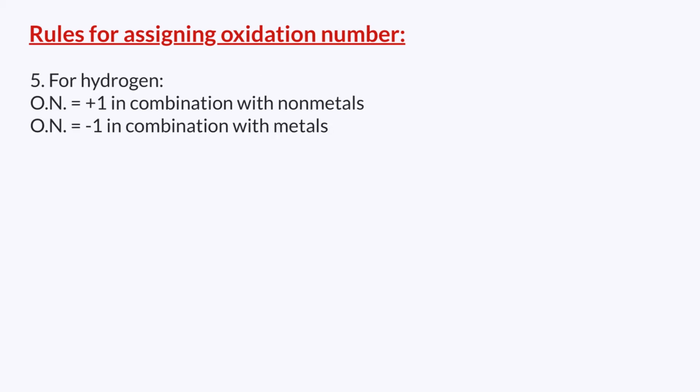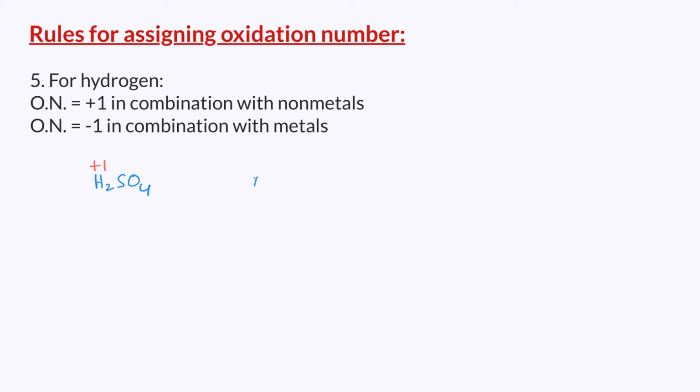Rule number 5. For hydrogen, the oxidation number is equal to +1 when hydrogen is in combination with non-metals, and -1 when it is in combination with metals. In sulfuric acid, hydrogen is in combination with sulfur and oxygen. Both of them are non-metals. Therefore, its oxidation number is +1.